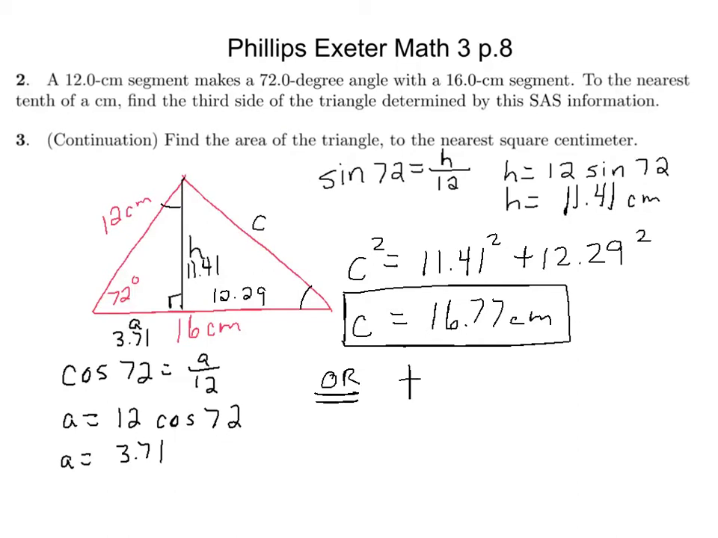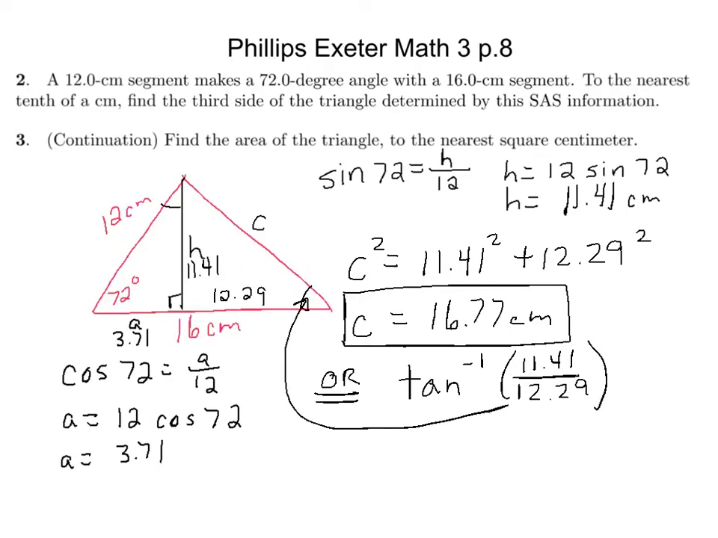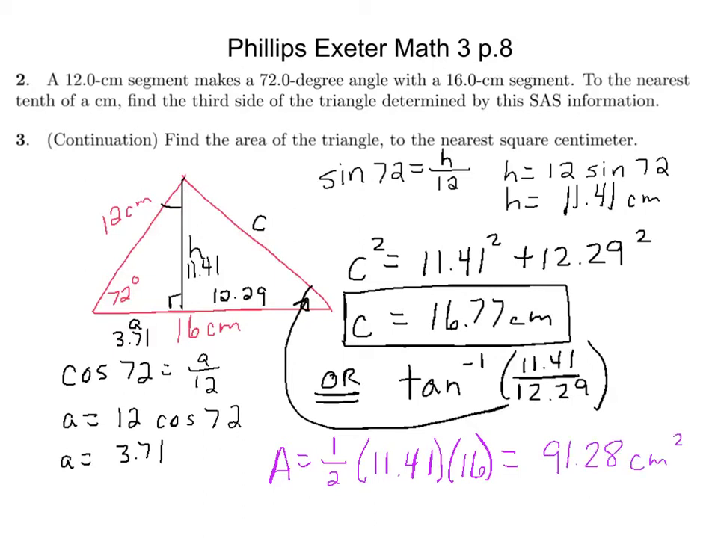Or you could have used arctan 11.41 over 12.29, and that would find this angle right here. And then from there, use a trig function to find C. I like that too. Okay, so lastly, we have the area. So the area will be 1/2 base times height, or 1/2 11.41 times 16. And what'd you get there, Tom? 91.28 square centimeters.